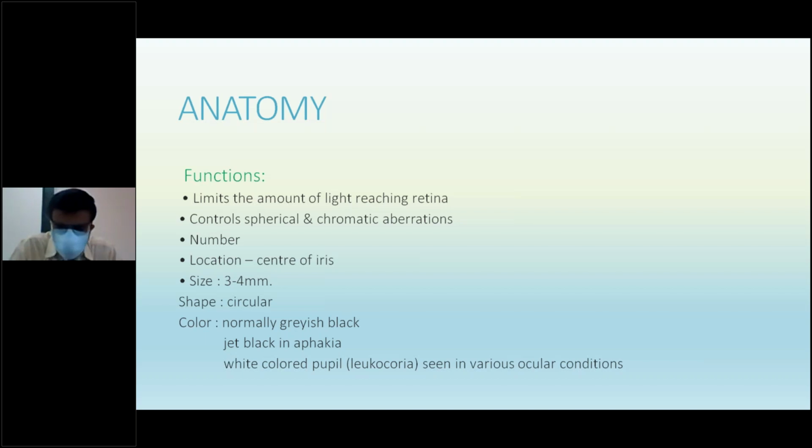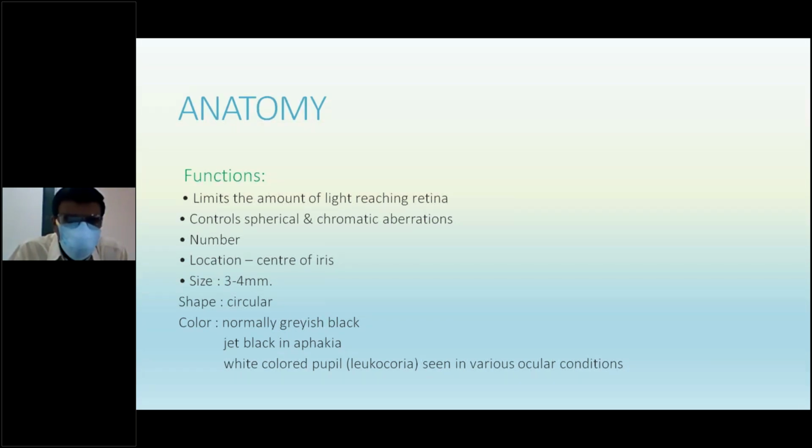Good morning. Today's topic is pupillary reflexes and their abnormalities. What is the function of the pupil? The pupil is the aperture present in the iris. What are the functions of the pupil? It limits the amount of light reaching the retina. It controls the spherical and chromatic aberrations.